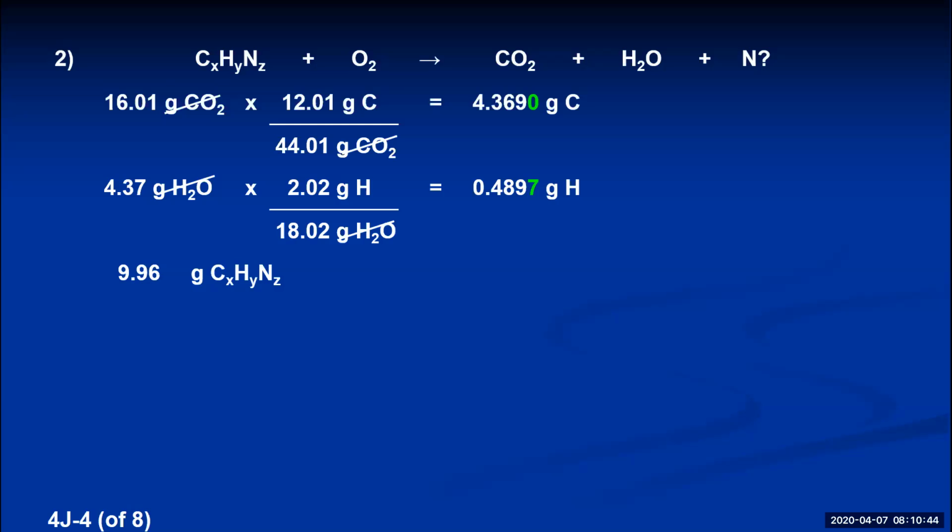That can be done by subtraction, because we measured the mass of the compound before it was combusted. It was 9.96 grams. And we've now calculated 4.369 grams of it is carbon and 0.4897 grams of it is hydrogen. That cancels out carbon and hydrogen. The remainder after the subtraction is just going to be the mass of the nitrogen. So we've determined that this original sample must have contained 5.101 grams of nitrogen. I now know the masses of all three elements that make up the unknown compound. So from the mass data, we can determine the empirical formula.